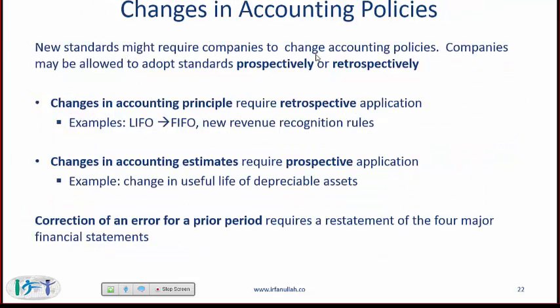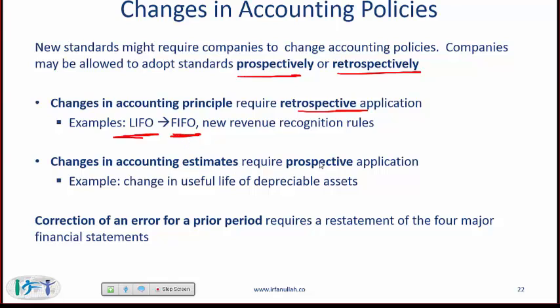Changes in accounting policies. New standards might require companies to change accounting policies. Companies may be allowed to adopt standards prospectively or retrospectively. Changes in accounting principle require retrospective application. Retrospective means that past reports also need to be re-presented. For example, if a company that was using last in, first out for inventory moves to first in, first out, then it needs to show the previous year's reports also using this new FIFO standard. And this has to do with the principle of comparability. If this is not done, then you can't compare numbers across periods.